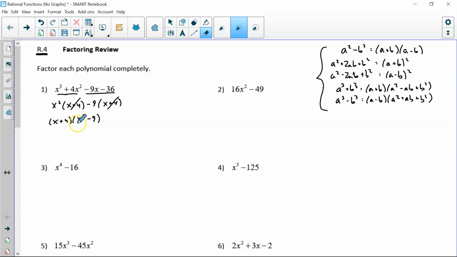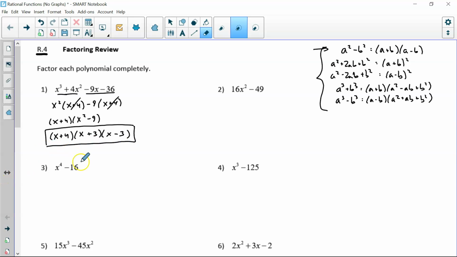This can be factored. It's a perfect square minus a perfect square. It's our first special factoring pattern. So it's x plus 4, and now, in our binomials, the square root of x squared is x. That goes in the first spot. The square root of 9 is 3. And then we just put a plus and a minus. That polynomial was factored.